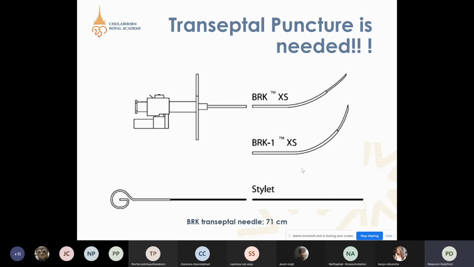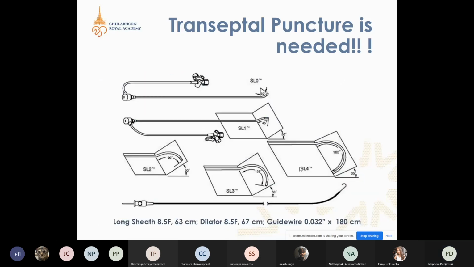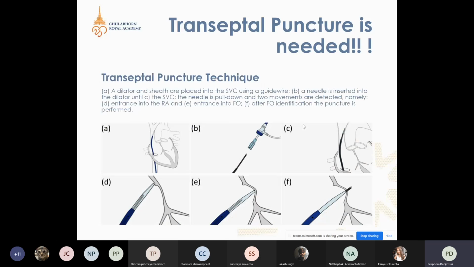Another tool is the Brockenbrough needle. The Brockenbrough needle is a transseptal needle used to puncture the area in the interatrial septum to make a hole, and after puncture to make a hole, we then push the long sheath through that small hole to be the entering area of the ablation catheter or Lasso catheter into the left atrium. Let's see about the transseptal puncture technique.